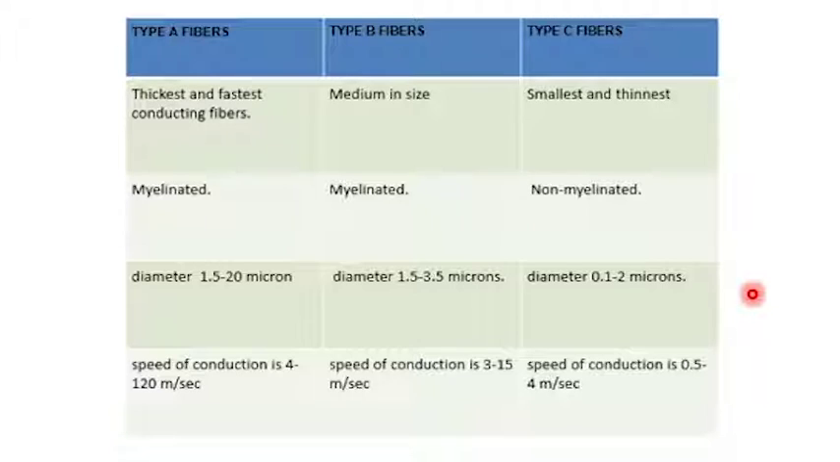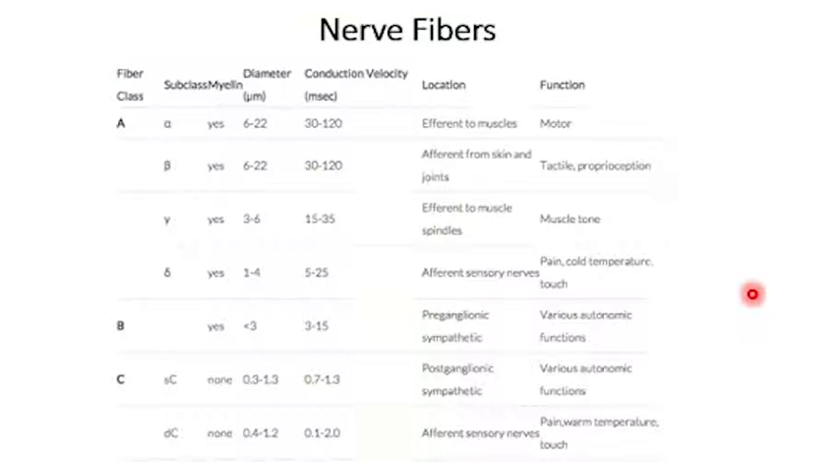Then you have the type B fibers, which are medium in size. They're also myelinated, but the speed of conduction is slightly slower, 3 to 15 meters per second. And the type C fibers are our smallest fibers; they're non-myelinated, and hence have the lowest rate of transmission, going up to 4 meters per second. To further discuss this, I hope it's clear enough.